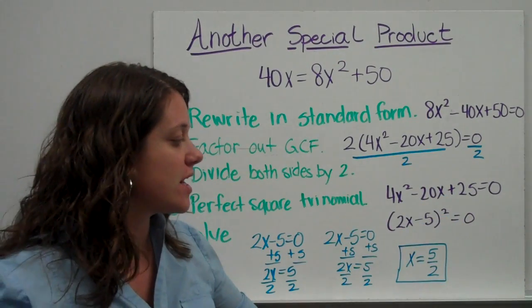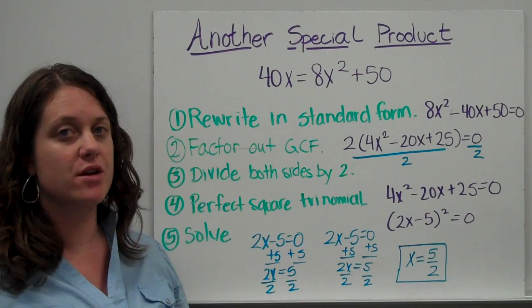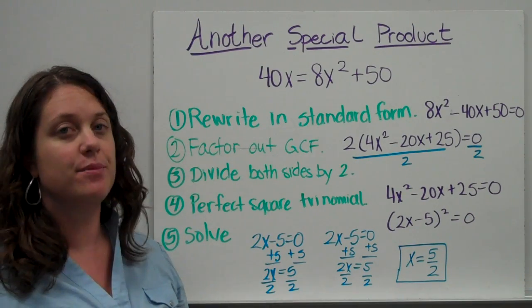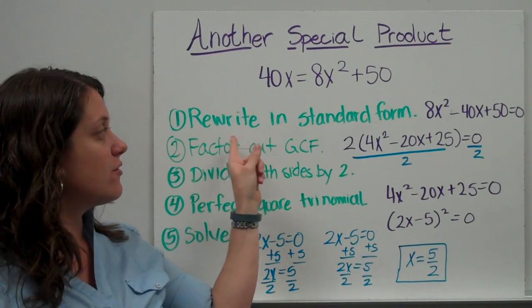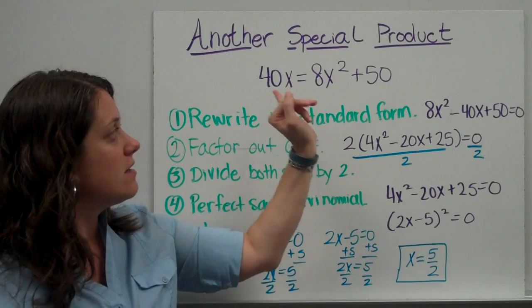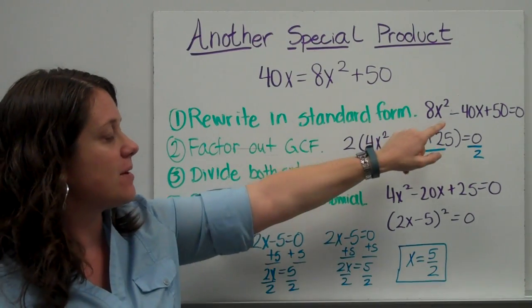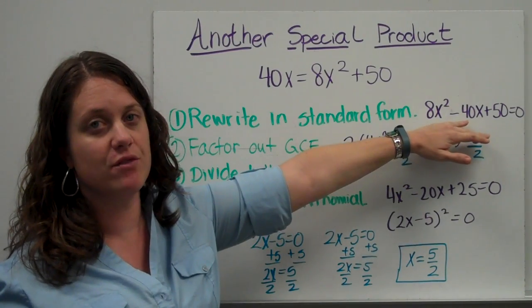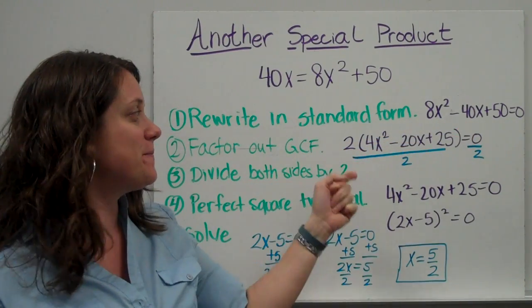Okay, another special product. Hopefully you remember there was one other special product, perfect square trinomials. So we're going to do an example of what this would look like. Of course, you're going to rewrite it in standard form. So I have 8x squared. I moved the 40 over there, so that became negative 40x plus 50. So put it in standard form and of course set it equal to 0.